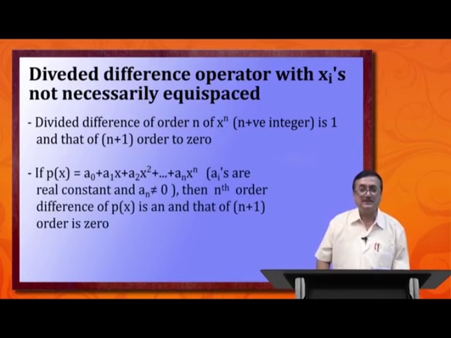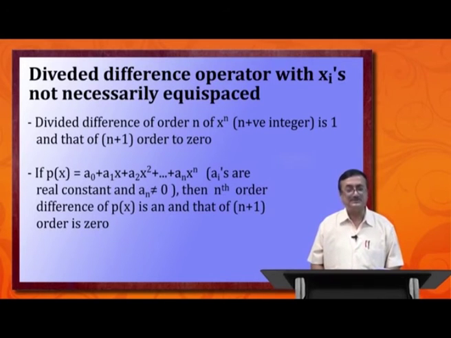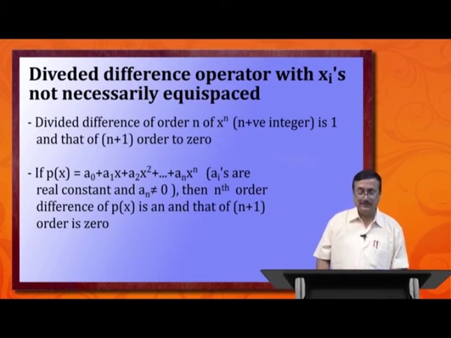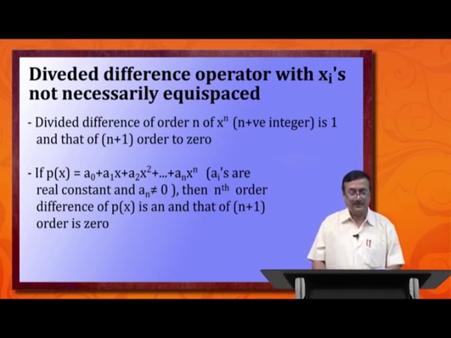If we have a polynomial, say px, of nth order given by a0 plus a1x plus a2x square plus up to an x to the power n, where ai's are real constants, and we suppose that an is not equal to 0. If we take the nth order divided difference of px, we will get the constant value an, and if we take the n plus 1th order divided difference of px, then we will get 0.